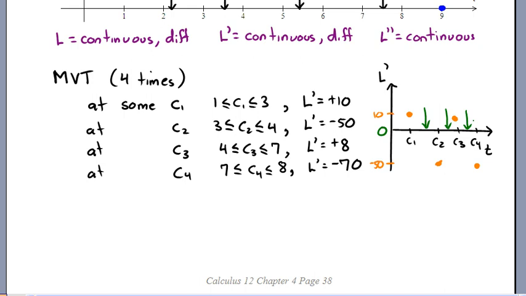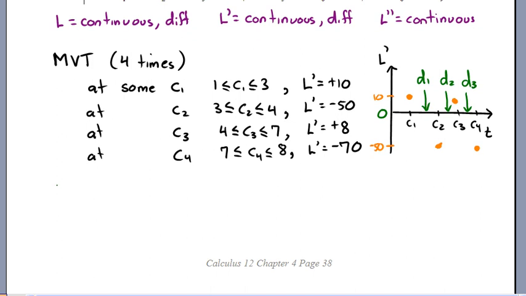I don't really know where C1 and C2 and C3 and C4 are, but I know that they're in that order. And I'm going to now call these points, I need a new letter. Let's call them like D1, D2, and D3. And so I'm now actually going to do the intermediate value theorem. I'm going to do it 3 times. I know that L prime is perfectly fair for doing the intermediate value theorem. L prime has to be continuous.